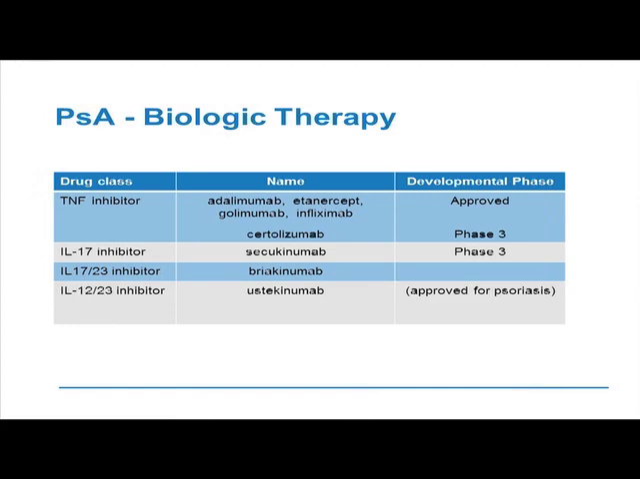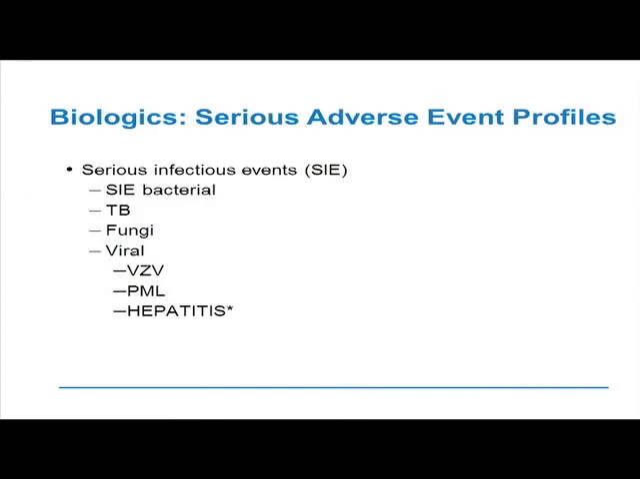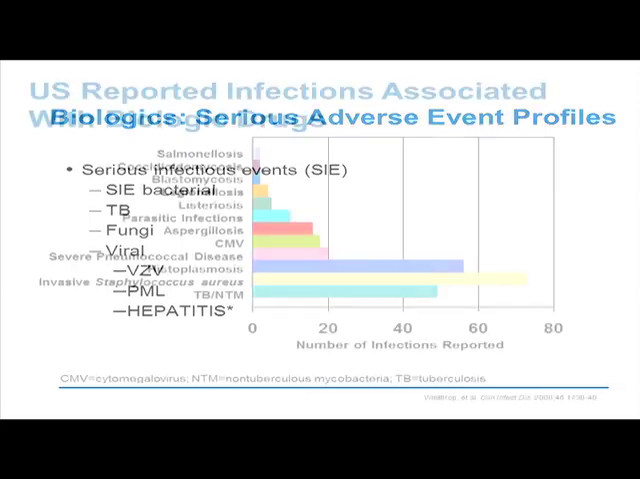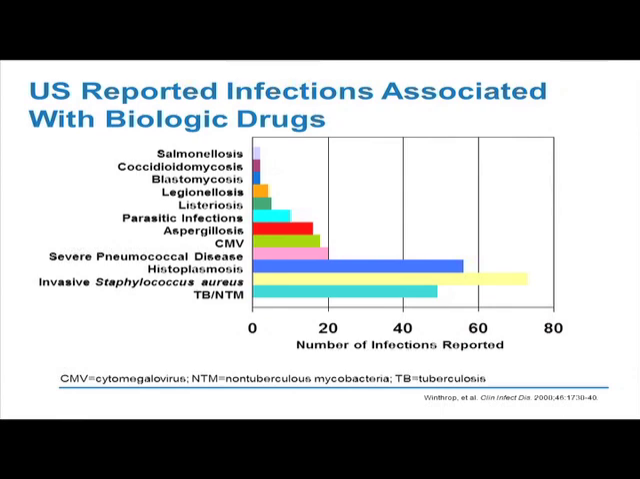So this is a field rich in pipeline, and small molecules are also in clinical trials. Each of these have different signature side effect profiles. So now let's look at some of the adverse events of interest. Serious bacterial infections, TB, fungi, and viruses. If we look at all biologic therapies and look at the major types of infections that we are seeing.